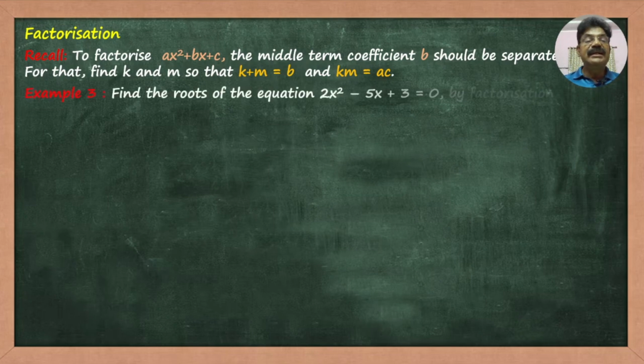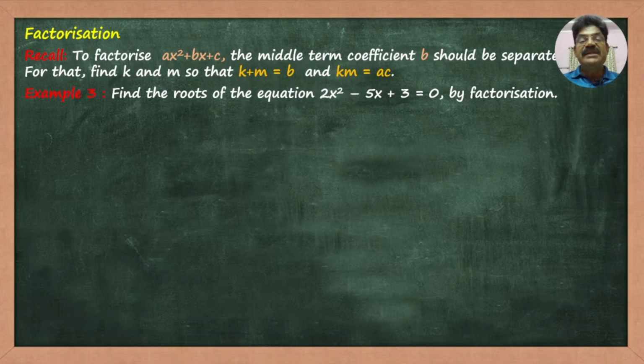Now let us consider one example. 2x² − 5x + 3 = 0. Here a is equal to 2, b is equal to −5 and c is equal to 3. So you have to find two integers so that their sum is equal to −5 and their product is equal to 6. It is purely guessing. There is no rigid and hard rule to find such numbers k and m. Only by experience will you gain the fluency.